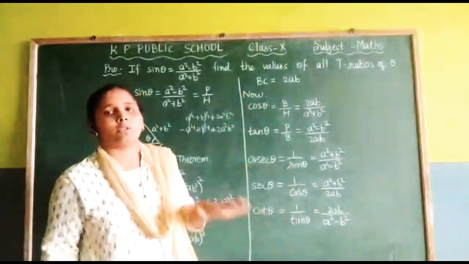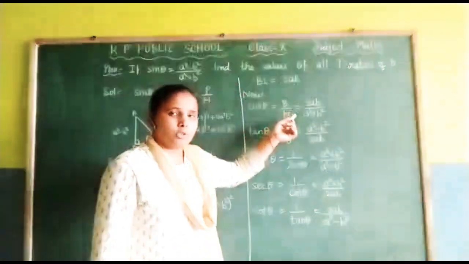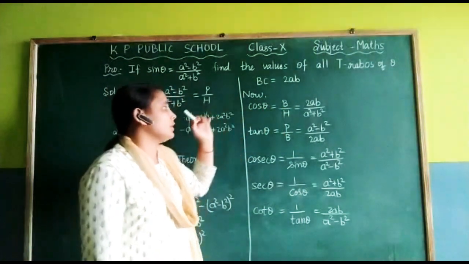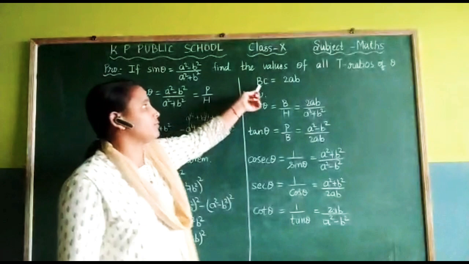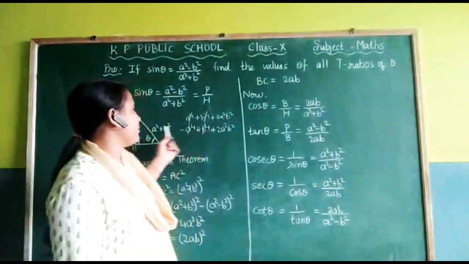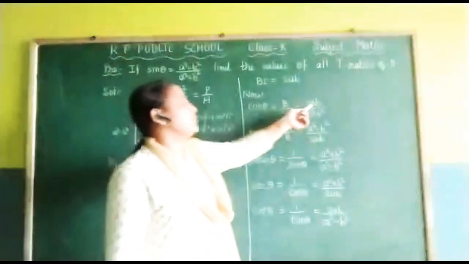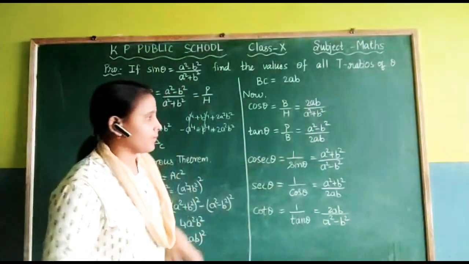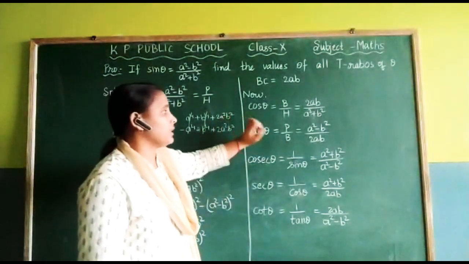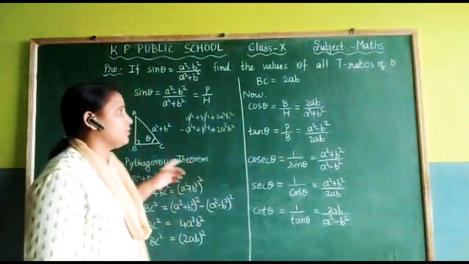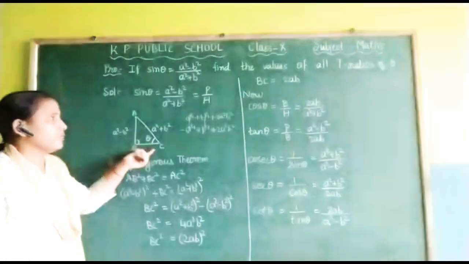Now we have to find out the trigonometric ratios, that is cos theta. We know the formula, b by h. So here the base is what? BC, and we came to know the value of BC, that is 2ab, and the hypotenuse is already given, that is a square plus b square. So this will become 2ab upon a square plus b square. The next trigonometric ratio is tan theta. So tan theta is equal to p by b. We know the value of the perpendicular, that is a square minus b square, and the value of the base, that is given here, 2ab.